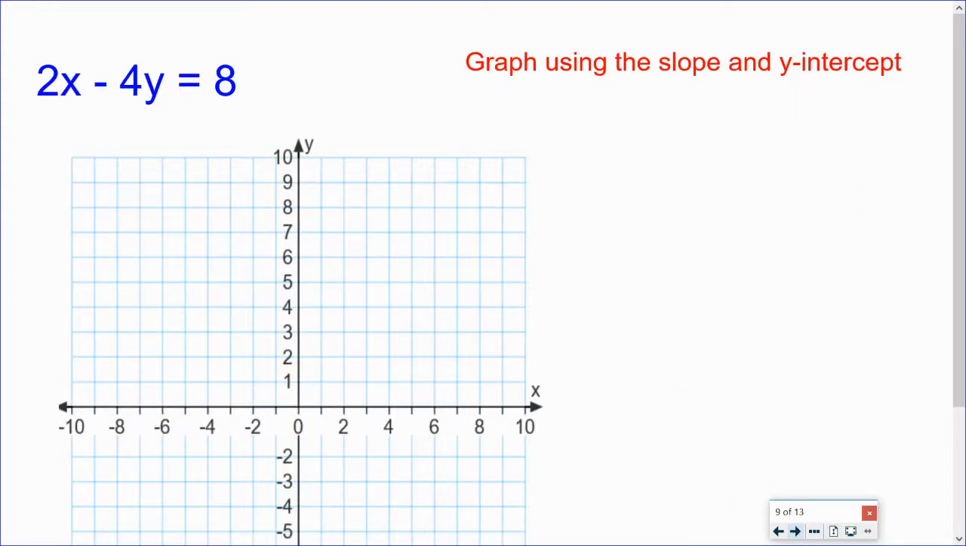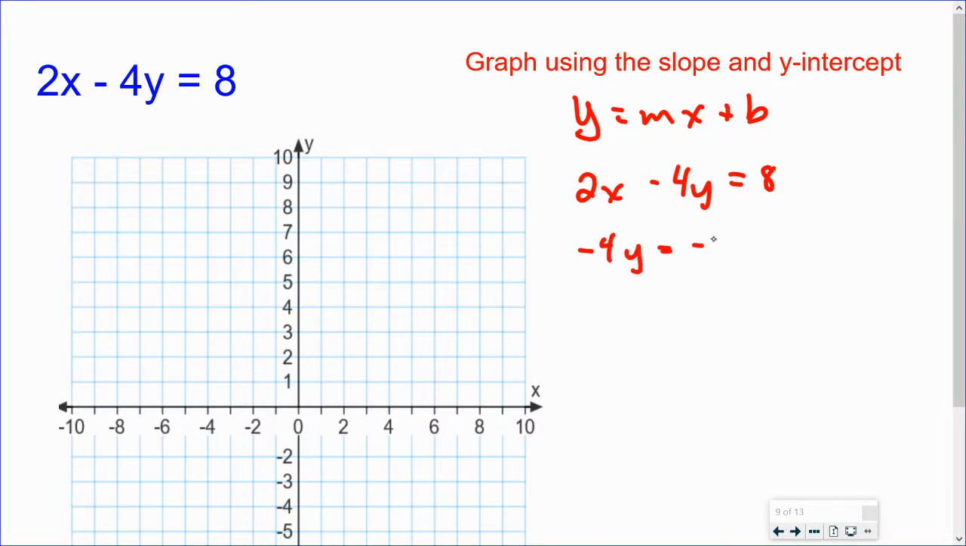Okay, so here's an equation. 2x minus 4y is equal to 8. The directions say graph this using slope and y-intercept. Okay, so that means if I see slope and y-intercept, I'm trying to get this in slope-intercept form. So 2x minus 4y is equal to 8. Well, I'm going to subtract the 2x from both sides. I'm going to divide everything by 4. So negative 2 divided by 4 is negative 1/2, and 8 divided by 4 is negative 2.